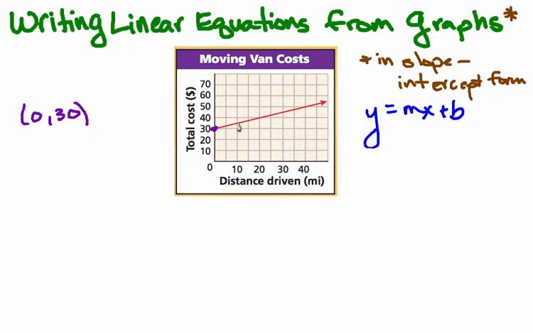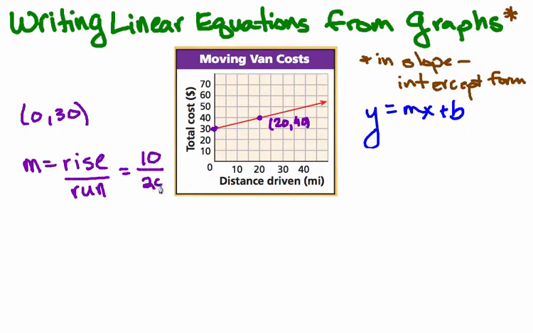And then we have to consider our slope. So I'm going to look for another point that has whole number coordinates. The next point that has that is here, (20, 40). So from (0, 30) to (20, 40), we need to consider what the rise and the run are. In this case, the rise is $10 from 30 to 40. And the run from 0 to 20 is 20 miles. So the slope here is 10/20ths, or 1/2.